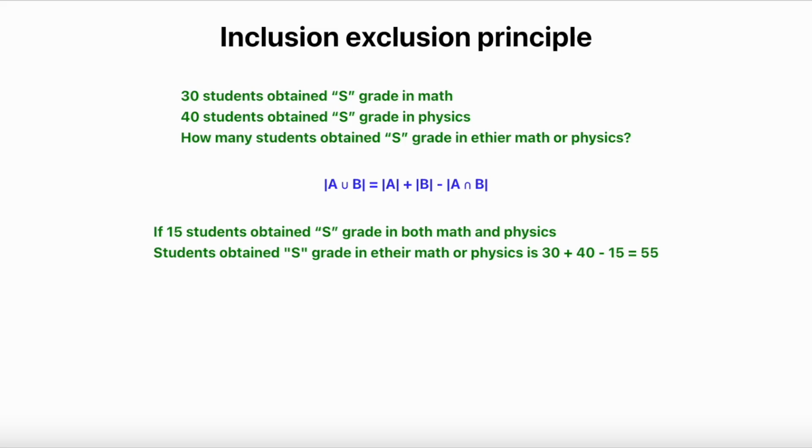So the union of two sets can be defined as the sum of the number of elements of two sets A and B minus the number of elements in their intersection. If the number of students who obtained S grade in both subjects is 15, then the answer is 55. It can be represented in a Venn diagram as this, where the left circle represents students who obtained an S grade in maths and the right circle represents students who obtained an S grade in physics.